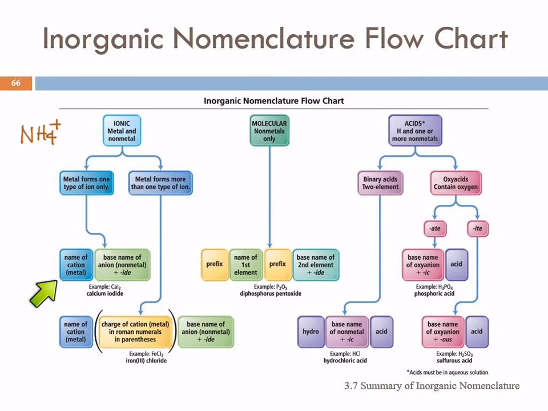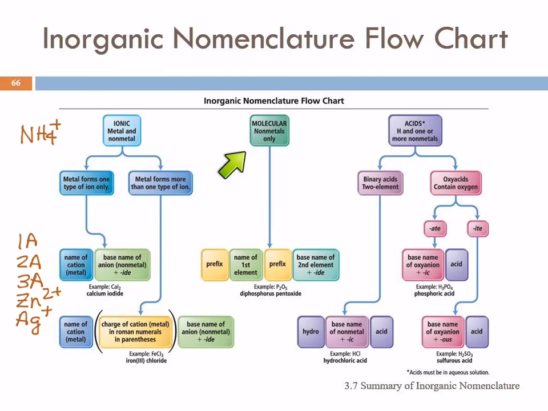Just a reminder, we have cations that do not need Roman numerals, cations that do need Roman numerals. The ones that do not are those in groups 1A, 2A, 3A, zinc, and silver. They don't need a Roman numeral because each of those metals forms only one kind of ion. If it's not in that group, it needs a Roman numeral.